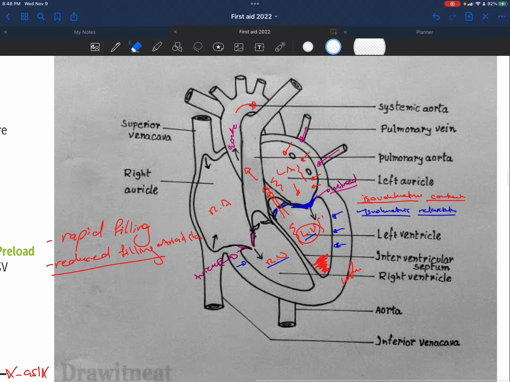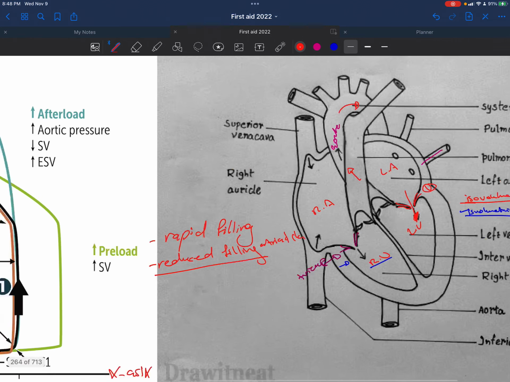If we take a look at the heart, and we said this is only talking about the left ventricle, this is the left atrium. So now the mitral valve opens. So this is one, okay? Now the blood starts flowing from the left atrium into the left ventricle.